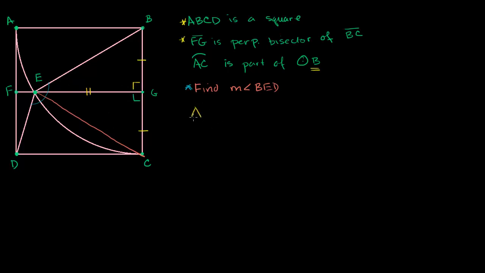So we know that triangle EBG is congruent to triangle ECG. ECG, I should emphasize the C, not the E. ECG by side, angle, side congruency. And that also tells us that all of the corresponding angles and sides are going to be the same. So that tells us right there that EC is equal to EB. So we know that EB is equal to EC.